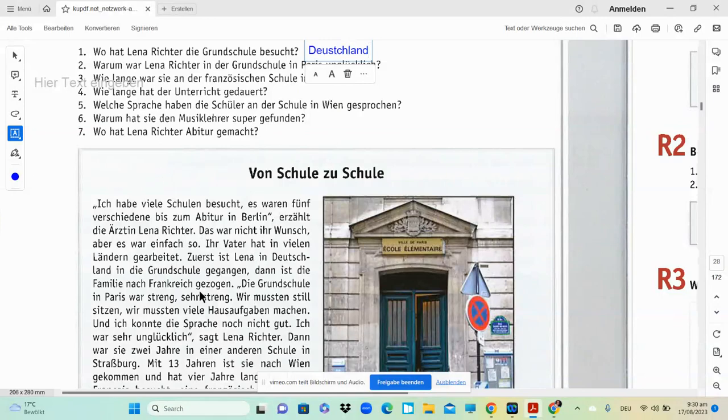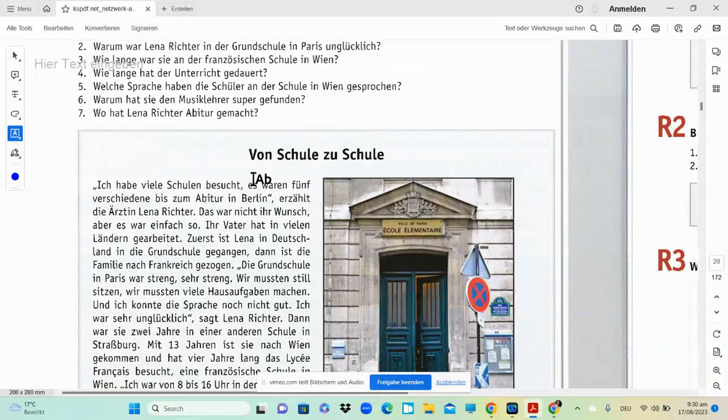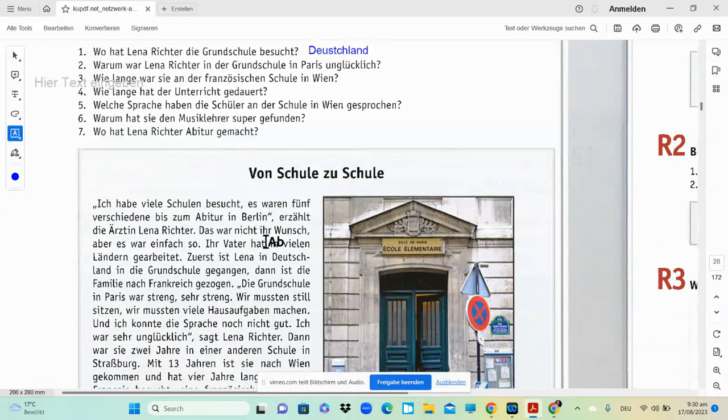Okay. Dann, warum war Lina in der Grundschule in Paris unglücklich? So what happened in Paris? Let's see, that's going to be the next one. Okay, dann ist die Familie nach Frankreich gezogen. So they just shifted to Frankreich. Die Grundschule in Paris war streng. Streng is strict. Okay, sehr streng.